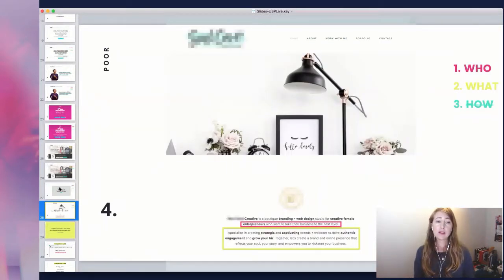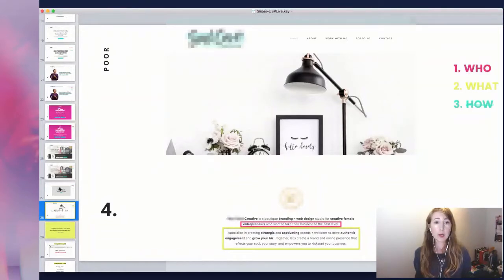This example does have the who and the what, but it doesn't really have the how. It's kind of vague. There are a couple of reasons why I don't like this. The first reason is that it uses really vague language, like take your business to the next level, or grow your biz, or authentic engagement. These terms don't really mean anything. So if you could be more specific than that about what next level you're taking them to, and how you are doing that?